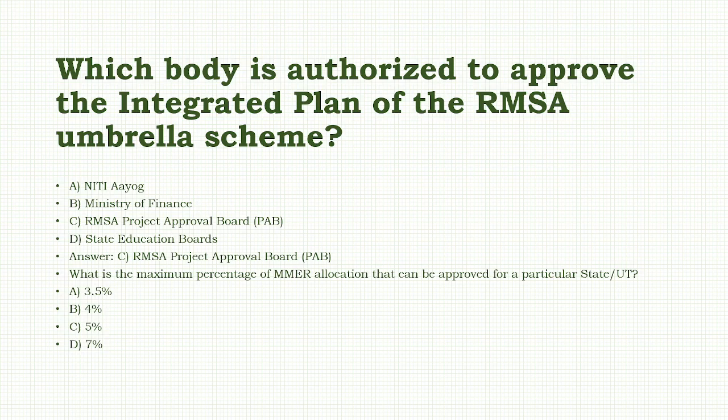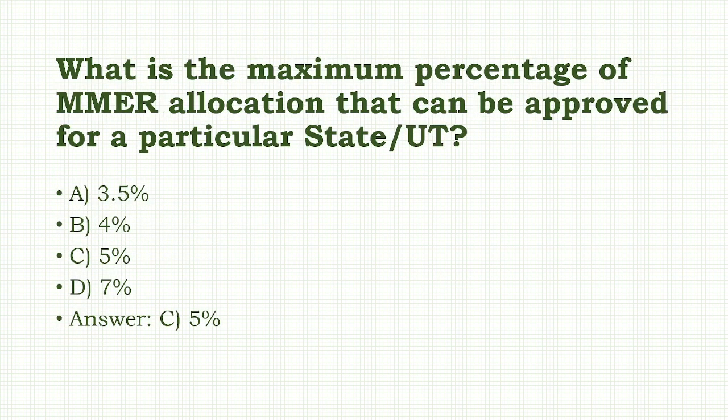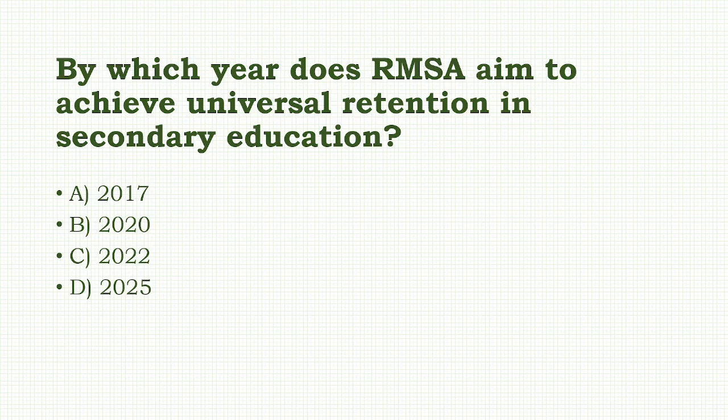Next, what is the maximum percentage of MMER allocation that can be approved for a particular state and UT? Option: 3.5%, 4.5%, 4%, 5%, 70%. Answer of this question is option C, that is 5%. By which year does RMSA aim to achieve universal retention in secondary education? Option: 2017, 2020, 2025, 2022. Answer of this question is option B, that is 2020.